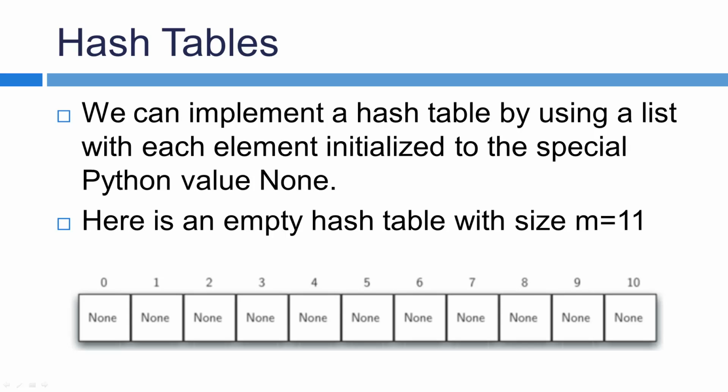We can implement a hash table by using a list, with each element initialized to the special Python value None. So, for example, here's a figure of what an empty hash table with size m equals 11 would look like. We have 0 to 10, essentially the indices of our list, and they're all filled with None.